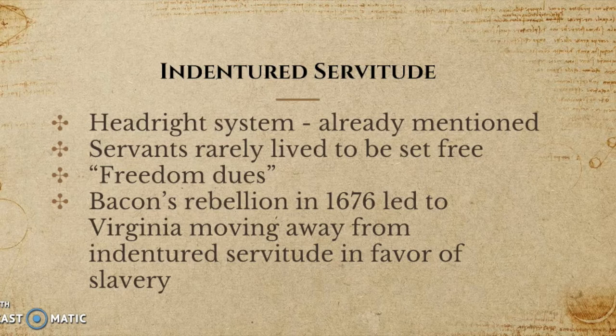But however, their work was so horrible and their conditions were so terrible that very few servants ever lived to be set free. Now, Bacon's rebellion in 1676 were a bunch of armed colonists who supported this planter class man named Nathaniel Bacon, who took over the Virginia colony. And this rebellion was eventually ended when English warships arrived in Virginia.